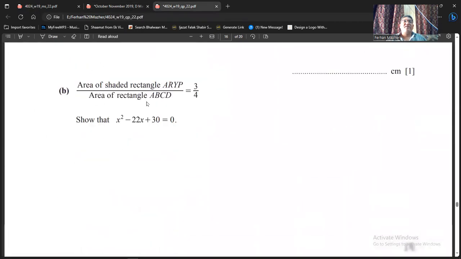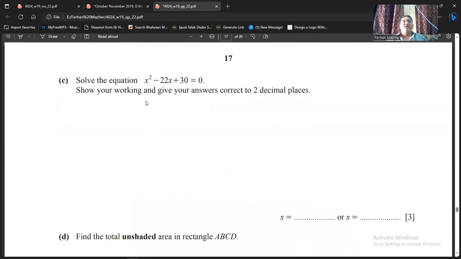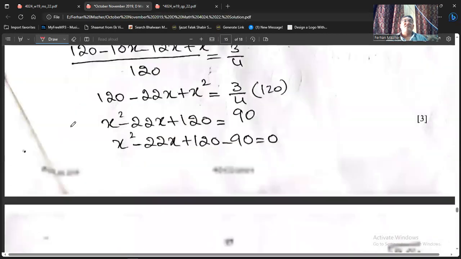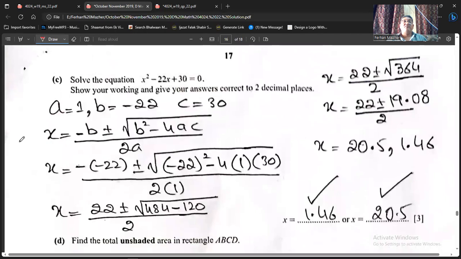Okay. Here we have the C part. He says solve x squared minus 22x plus 30 equals 0. You show your working and give your answers correct to 2 decimal places. And it carries 3 marks. It's a quadratic equation, so you simply have to use the quadratic formula. Here the coefficient of x squared is a, and that is 1. The coefficient of x is b, and that is minus 22. And the constant term here is c, and that is 30.